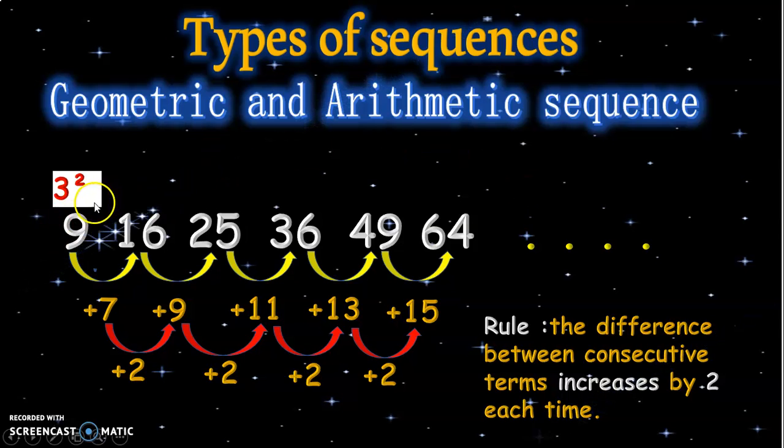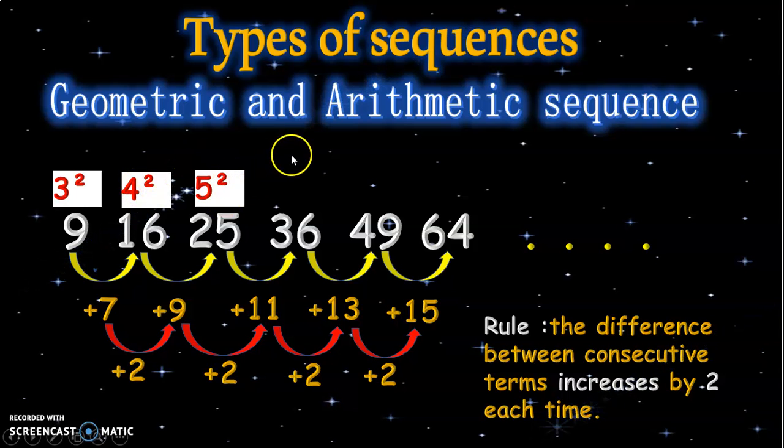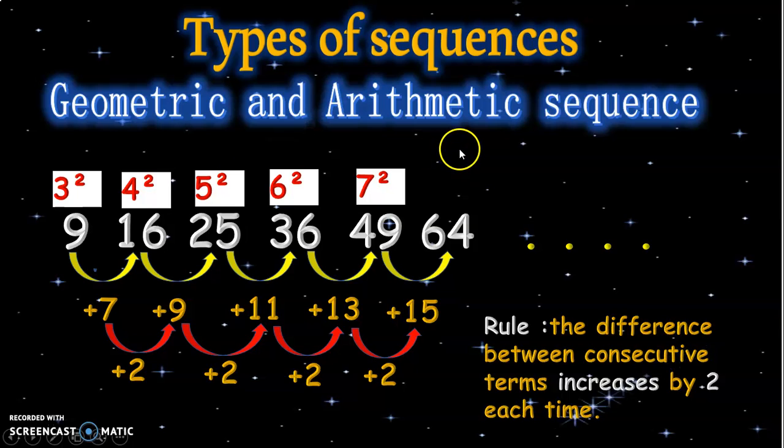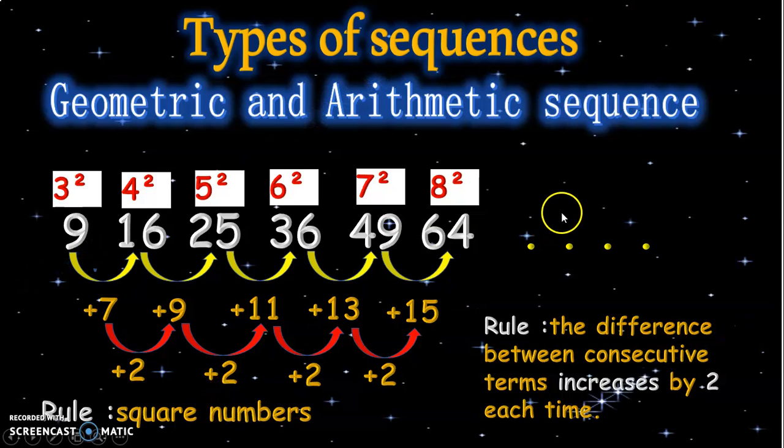Each number is a squared number. 9 is 3 squared. 16 is equal to 4 squared. 25 is equal to 5 squared. And 36 is equal to 6 squared. 49 is equal to 7 squared. And 64 is equal to 8 squared. So as you see, two rules. Another rule is square numbers.